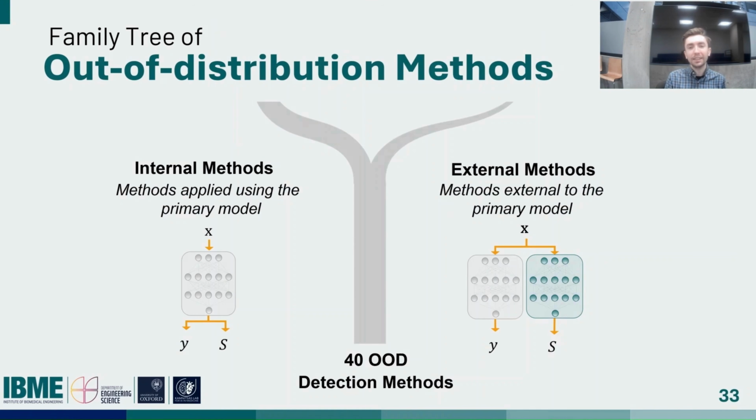So in our OOD detection study, we looked at 40 different OOD detection methods, and I'm going to go through the taxonomy of these methods for you now. So the main dividing line between these methods is that there are internal methods, which use the outputs or parameters of our primary model, trained for our primary task of interest, for example, our skin lesion classifier. And the other group is external methods, which use a model trained external to the primary model, and this external model is trained just for OOD detection.